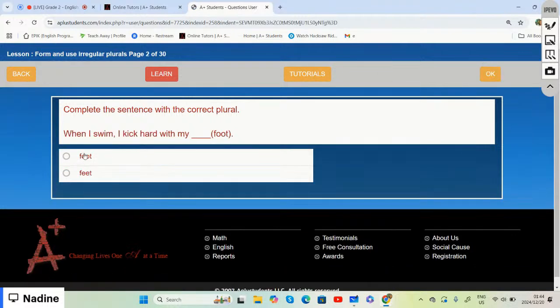All right, the next one says, when I swim, I kick hard with my foot. So one foot, but two what? If you swim, do you only kick with one foot or with two feet? Option one, foot, or option two, feet? Which one is correct?